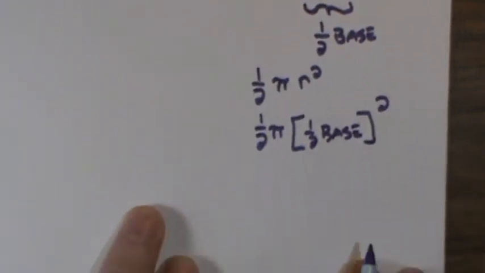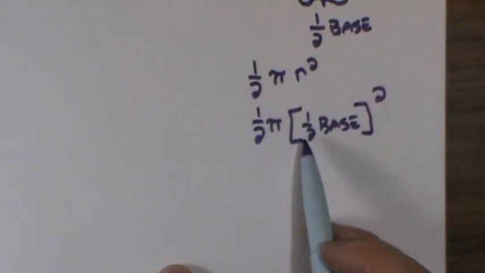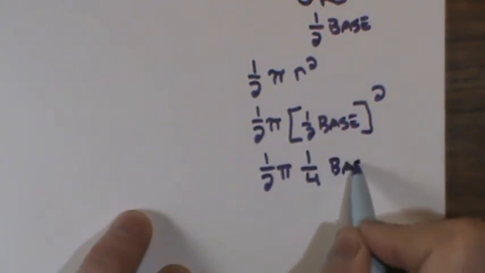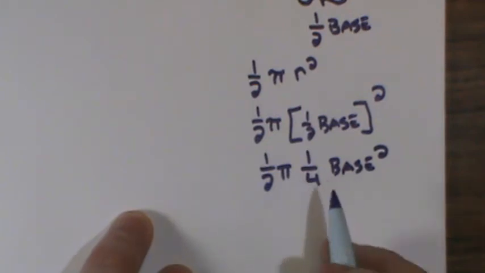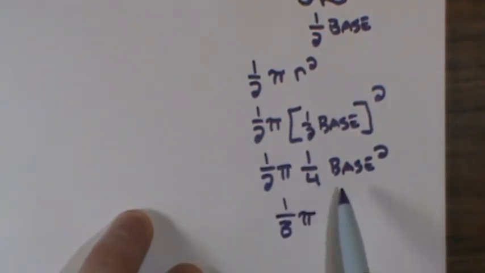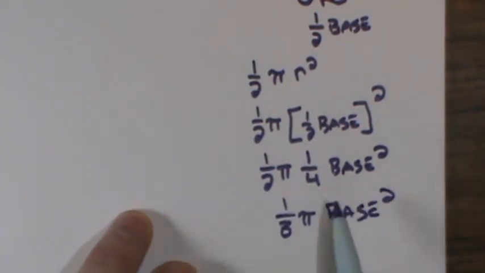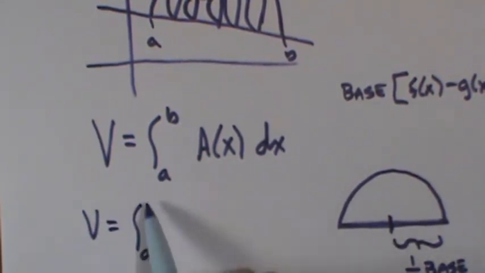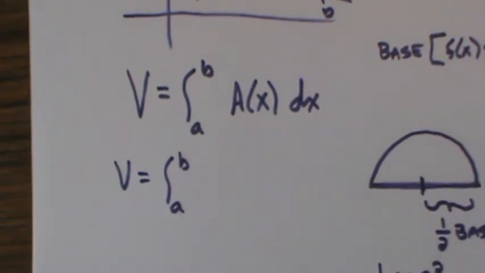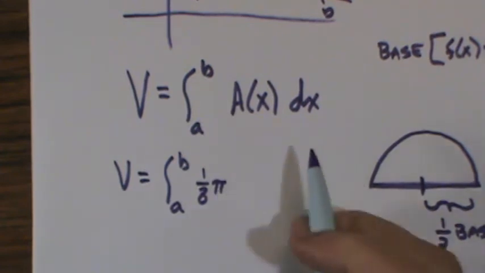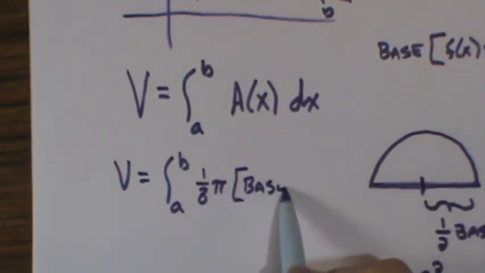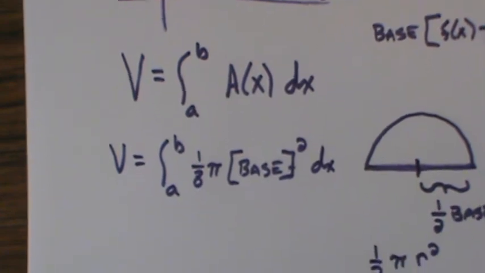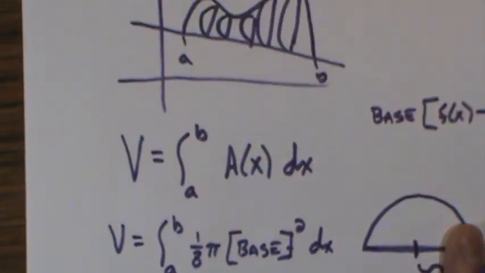And I square it. But if I square it, half squared is 1/4. So I get 1/2 pi times 1/4 base squared. A half times a fourth would be 1/8 pi, whatever my base is, squared. That's my area. And so then I can come up here, generically, I'd have the volume is from A to B, 1/8 pi, and then I've got whatever my base is, which again changes from problem to problem, squared dx. And so that's how you would do your semicircles.